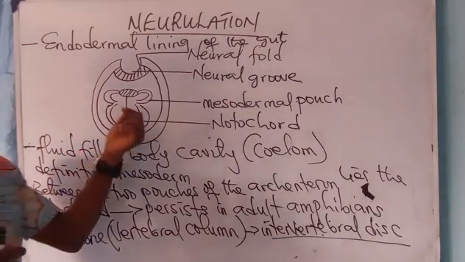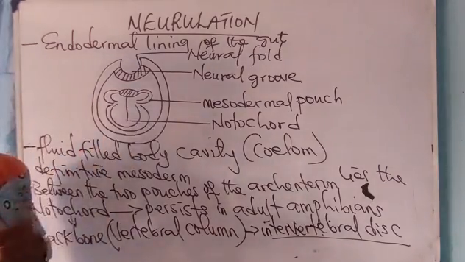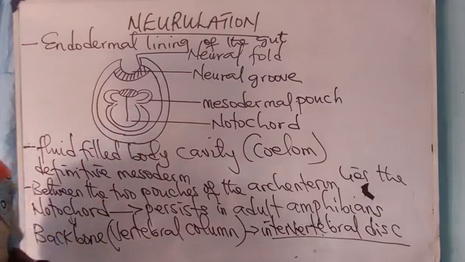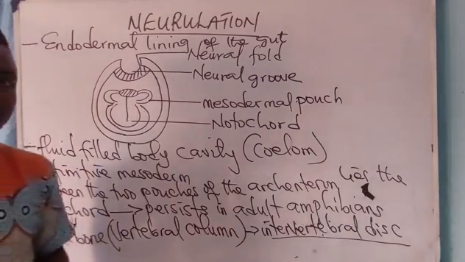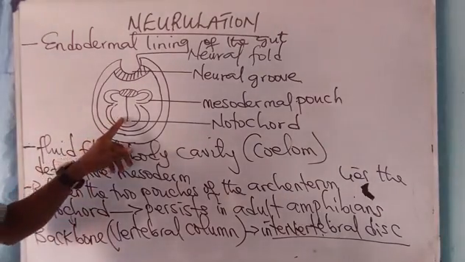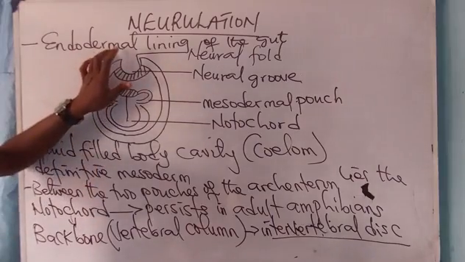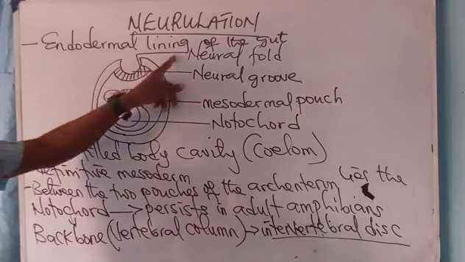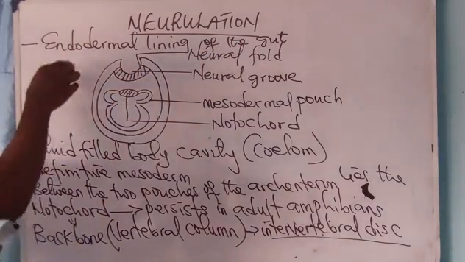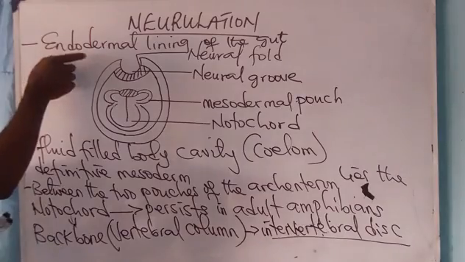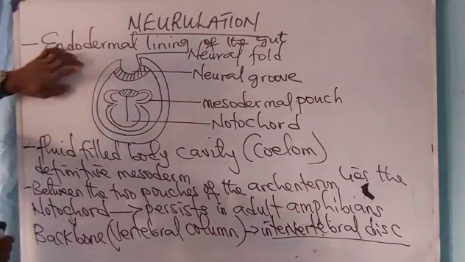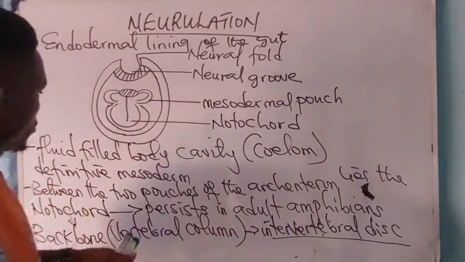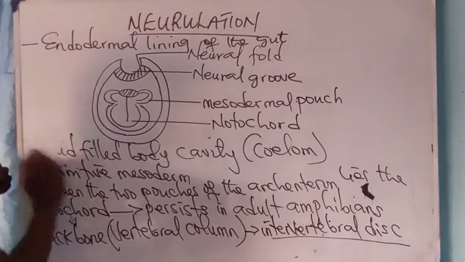I told us in our previous class that the archenteron is produced when the vegetal pole of the blastula invaginates. So the other parts of the archenteron will form what? The endodermal region lining the gut. As soon as this endodermal region is formed, what happens? Let me rub off this one.